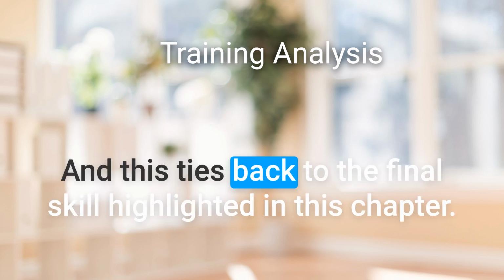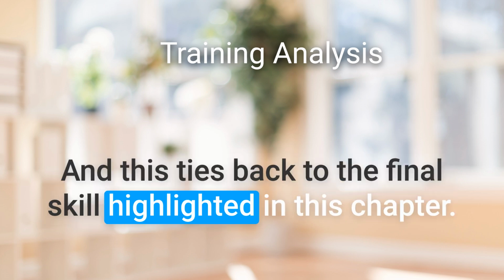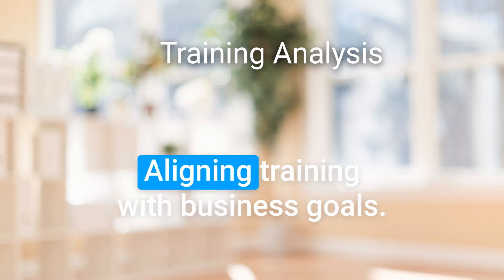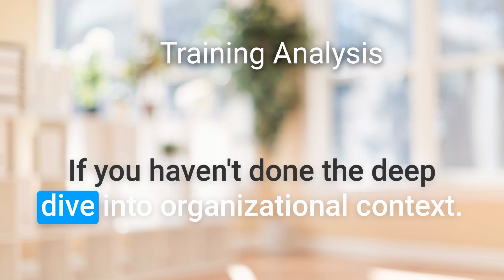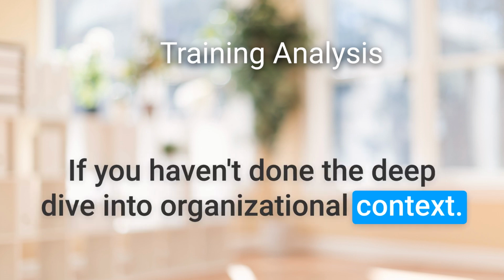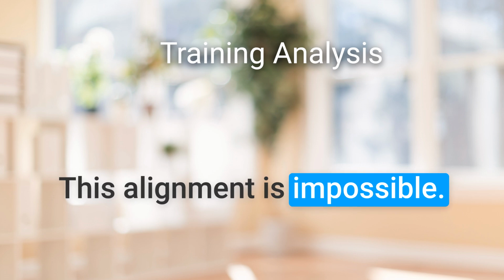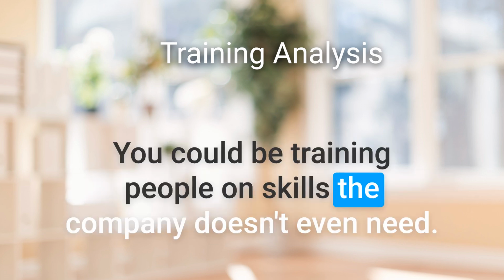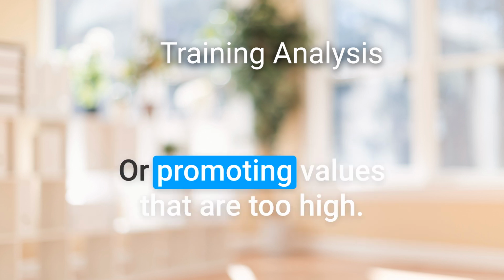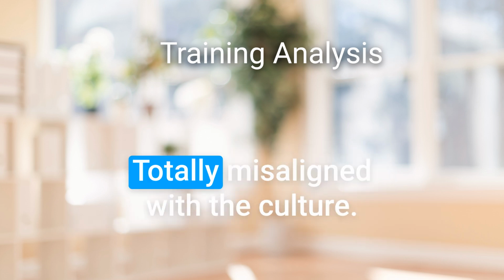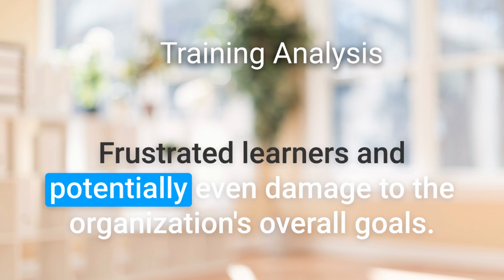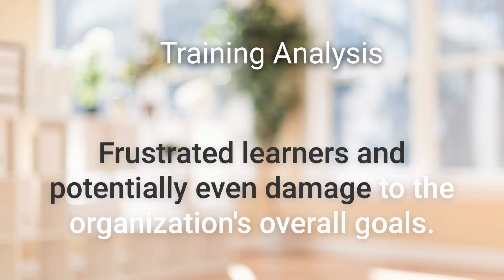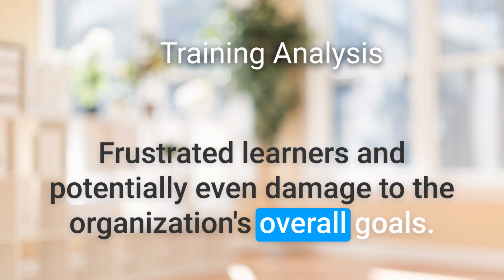And this ties back to the final skill highlighted in this chapter: aligning training with business goals. If you haven't done the deep dive into organizational context, this alignment is impossible. You could be training people on skills the company doesn't even need, or promoting values that are totally misaligned with the culture. Wasted investment, frustrated learners, and potentially even damage to the organization's overall goals.